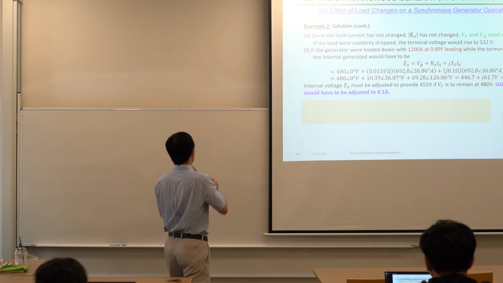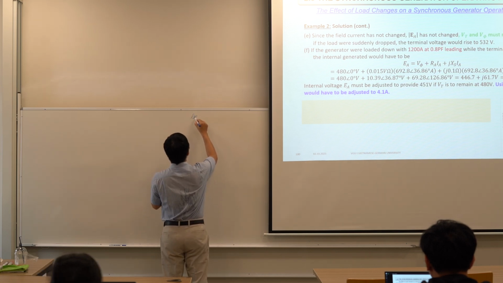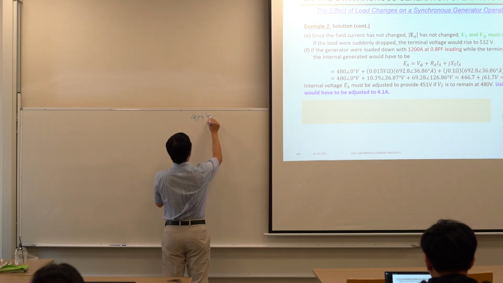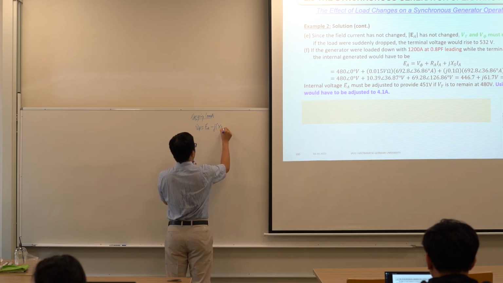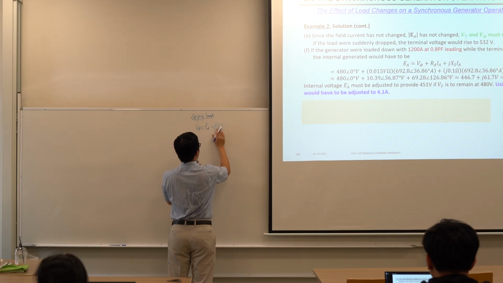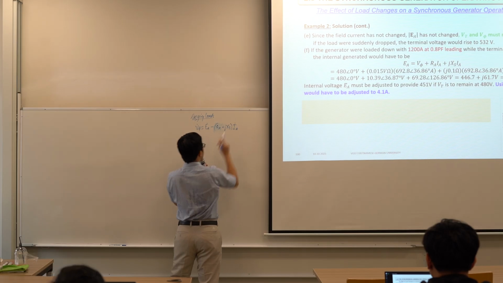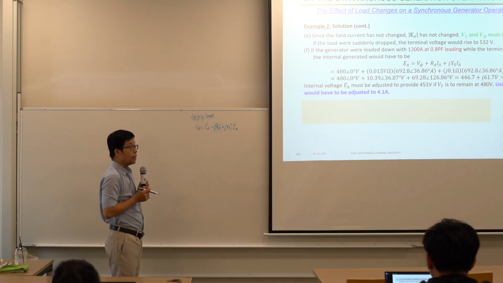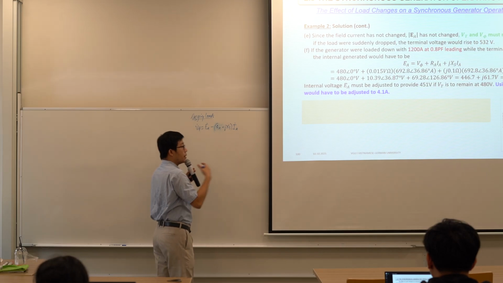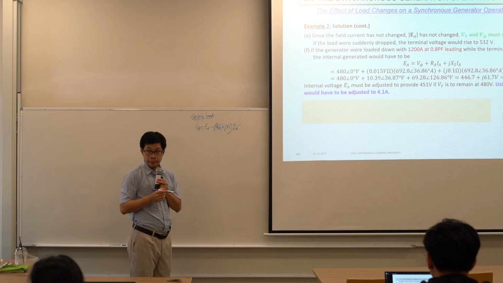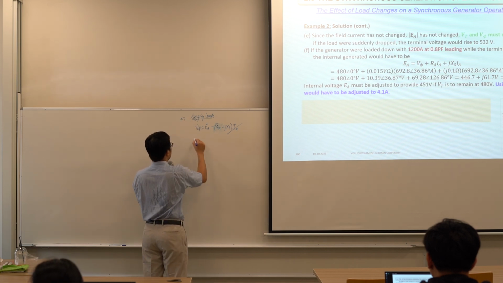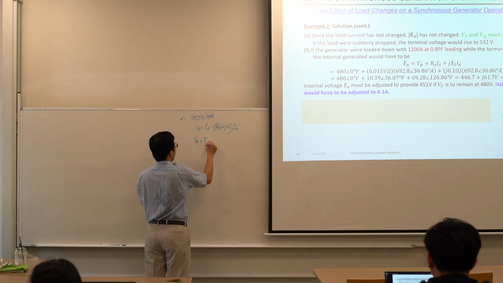So we have the formulas, right? We are considering the Y load, so we have V phase equals EA minus (RA plus jXS) times IA, right? So we disconnect the load. That means now IA becomes 0. So we have V phase is EA, right?